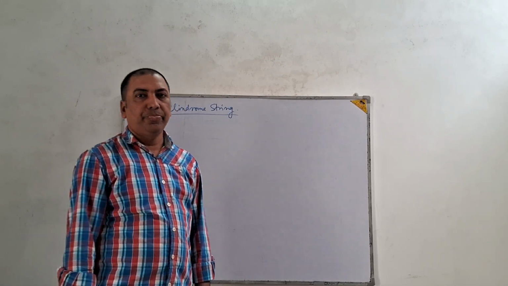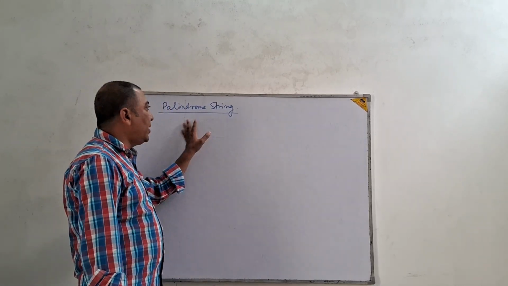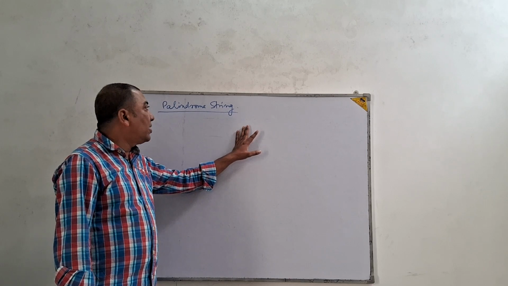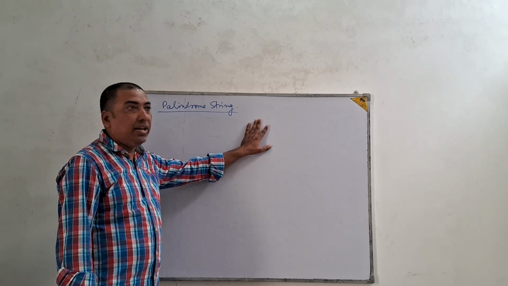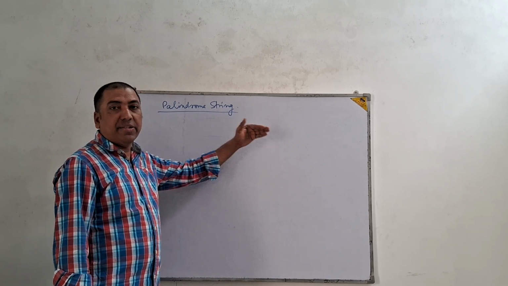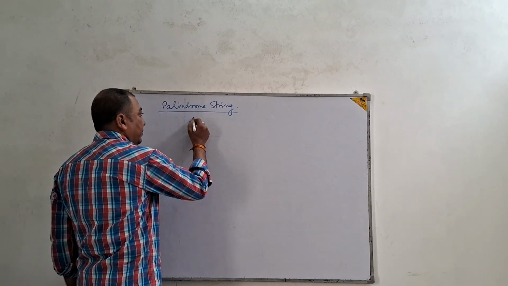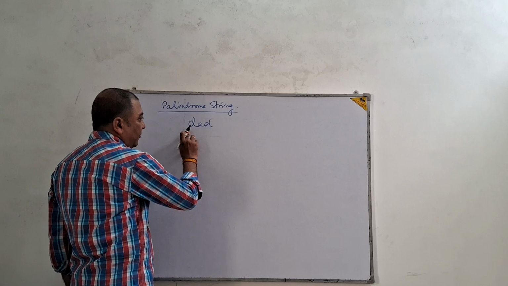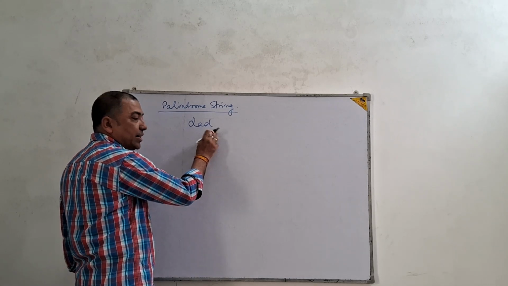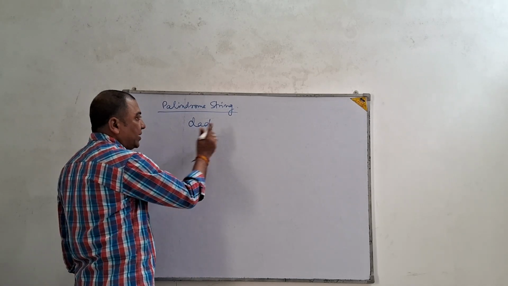Good evening, students. Today we discuss palindrome strings. A string is said to be a palindrome string if its reverse is also the same. For example, dad. If we read from left to right, it is dad. From right to left also it is dad only.